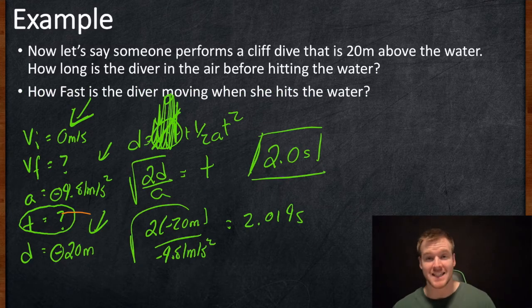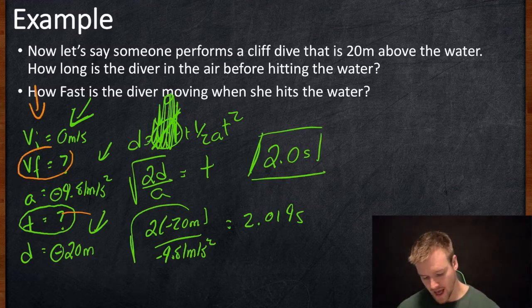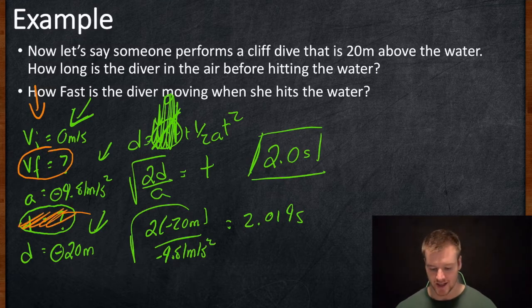This says, how fast is the diver moving when she hits the water? So it was a girl in this case. How fast is she moving when she dives into the water? Well, we can take a look at the same variables here that we have off the start. And now we are asking for VF, and we don't really care about the time because it's just giving us the time. Now you could say, well, I just solved for the time so we can use the 2.019 seconds.